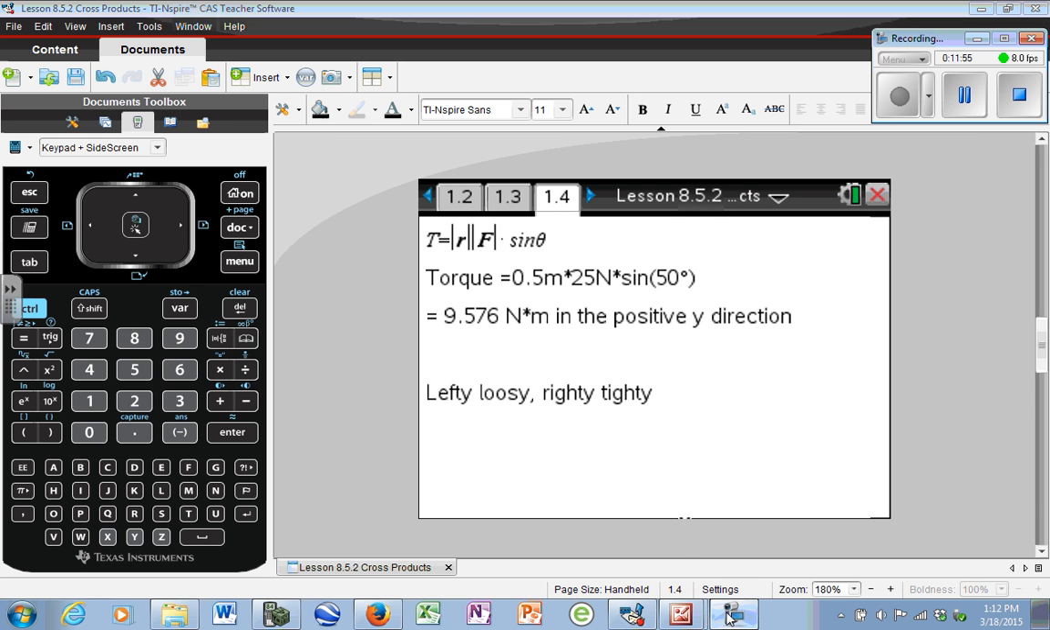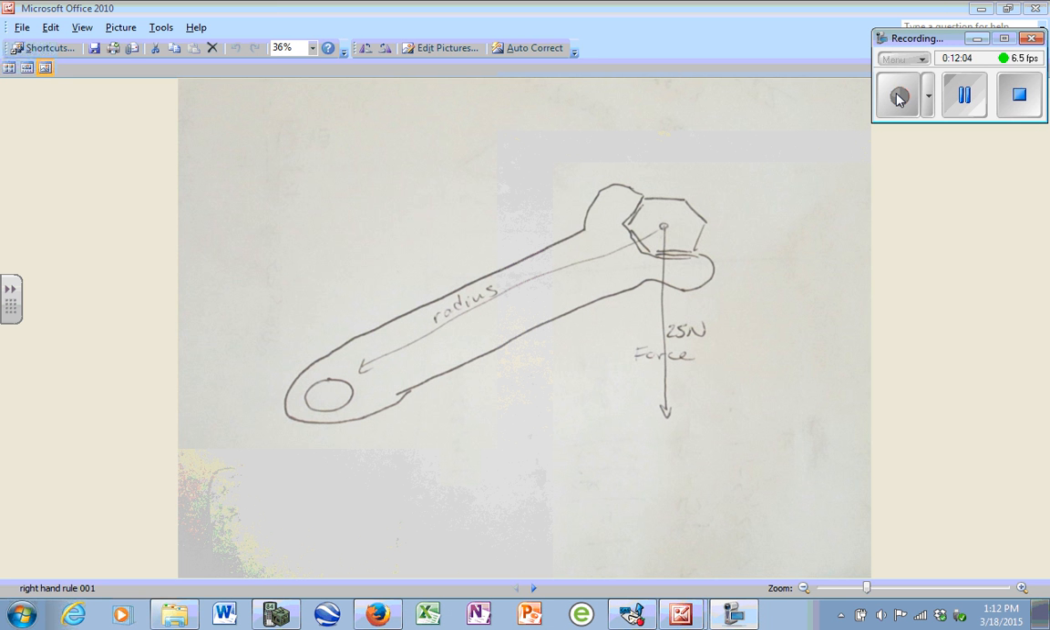And if you take your right hand, go ahead, take your right hand, and I'll show you what this might look like. Here's that problem again. I kind of drew in a yucky looking wrench, and then if you take your pointer finger and point that in the direction of the radius, and then take your middle finger and point it in the direction of the force, which way is your thumb going? Which way is the only way your thumb can go? Towards you or away from you?